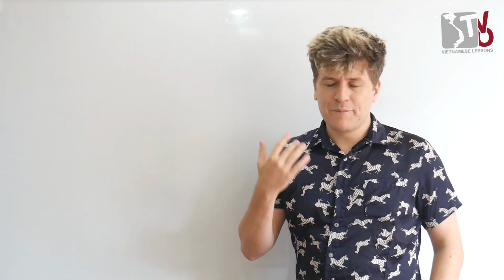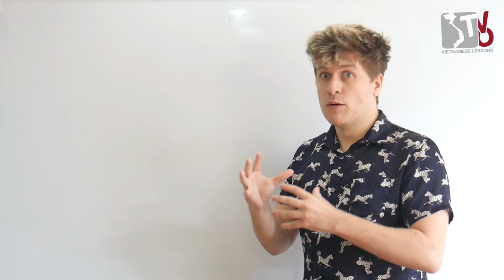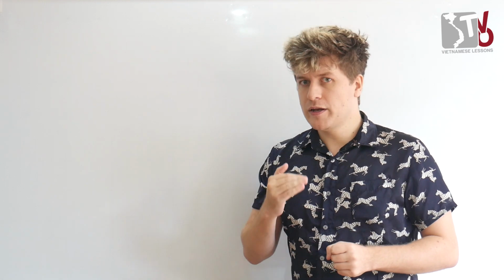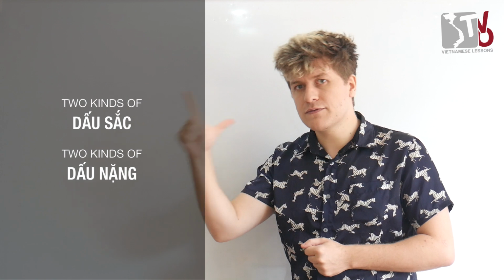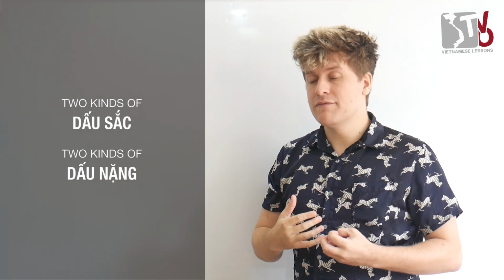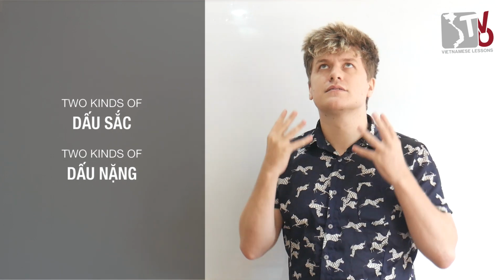So, right now you're probably thinking, wait, 8 tones? I thought there were only 6. What are the other 2? Well, I'll explain in a lot more detail later, but for now what you need to understand is that there's 2 different types of zosak, and there's 2 different types of zonap. And once I figured this out, my Vietnamese pronunciation actually improved so much.